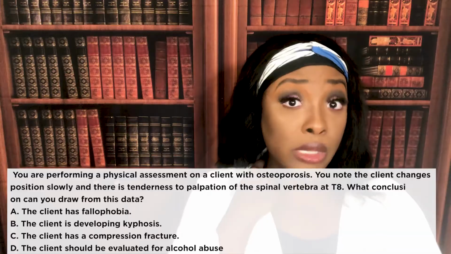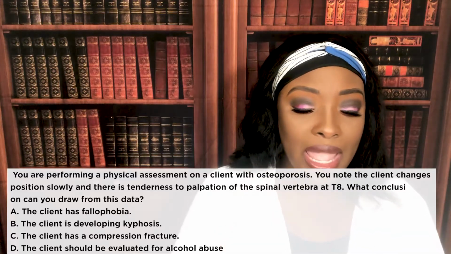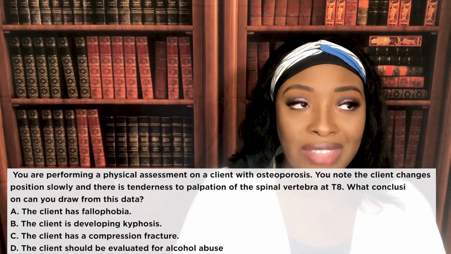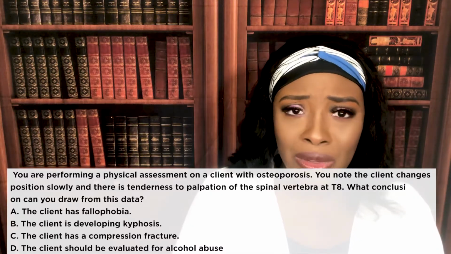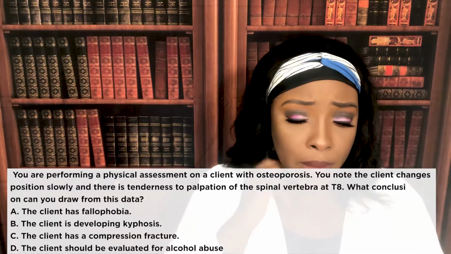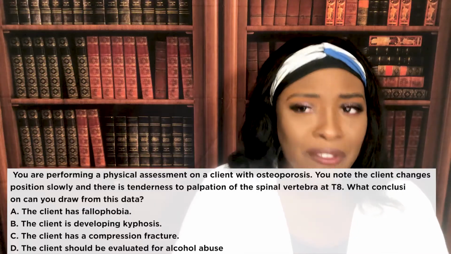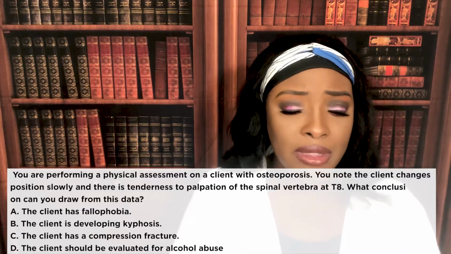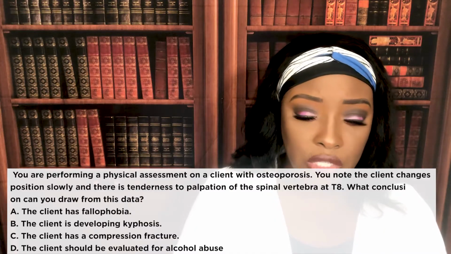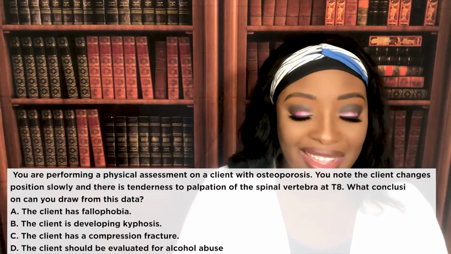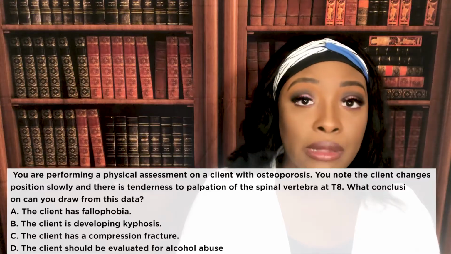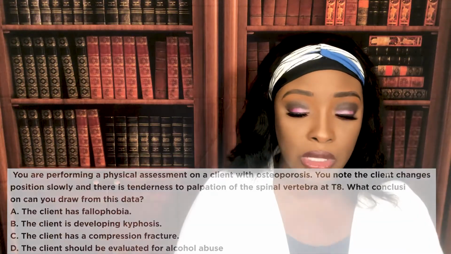Let's look at our other choices, the wrong answer choices. A, the client has phallophobia, which is a fear of falling. Well, that fear of falling is not going to explain that tenderness on palpation of the spinal vertebra at the T8. So that's not it. B, the client's developing kyphosis. Kyphosis is hunchback. Again, that does not explain the slow movement or the tenderness upon palpation. And then choice D is just crazy. The client should be evaluated for alcohol abuse. There's nothing in that question that would even make us think that the patient is an alcoholic or they're abusing it. Okay?